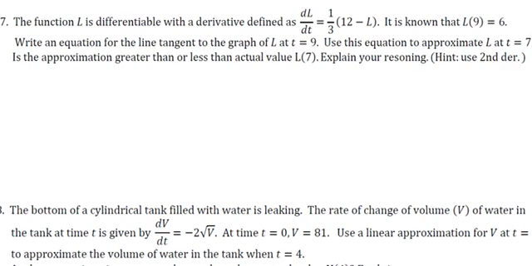So, okay, I want to do number 7. This is a really good AP style free response question, where you have to explain and justify. Let L be the differentiable function. They already gave you the derivative dL/dt. It is known that L of 9 is 6. Find the equation of the tangent line at 9. There are 3 parts, so let's write the equation first. y minus 6 is equal to slope times x minus 9. This is the slope equation.